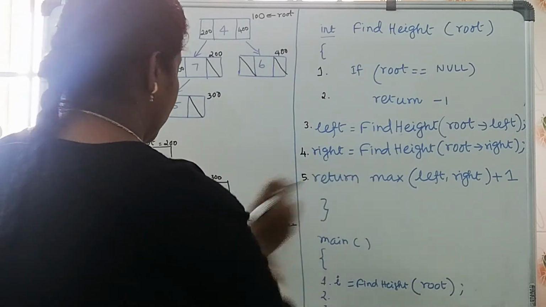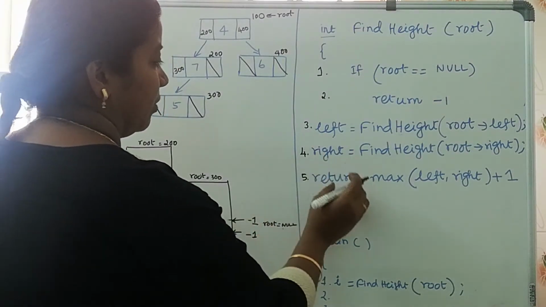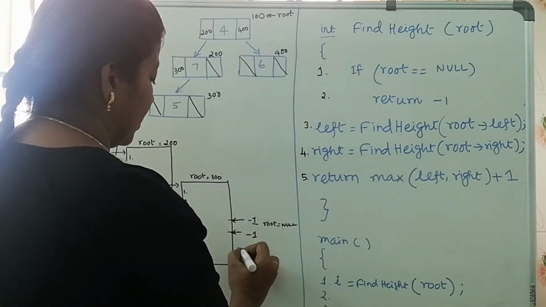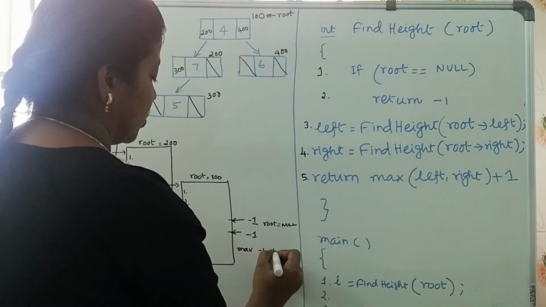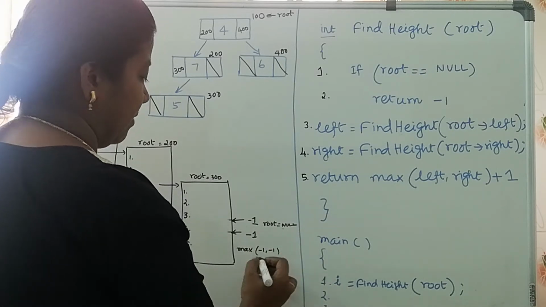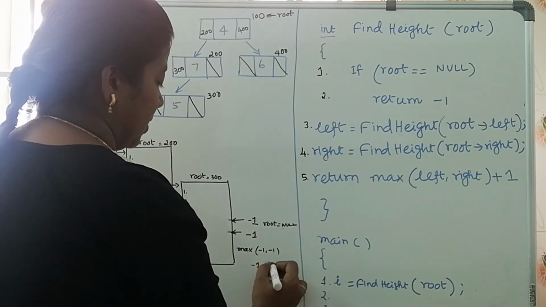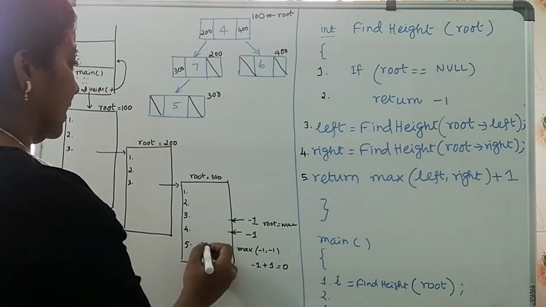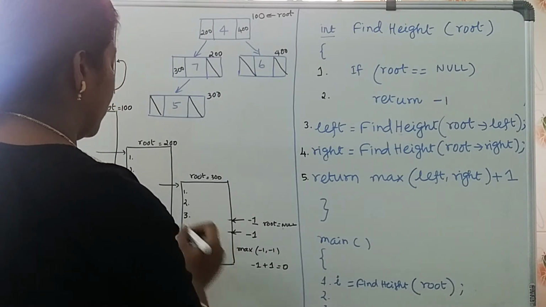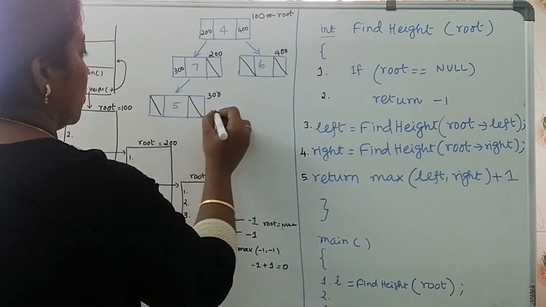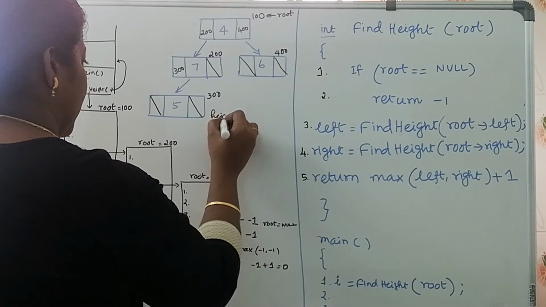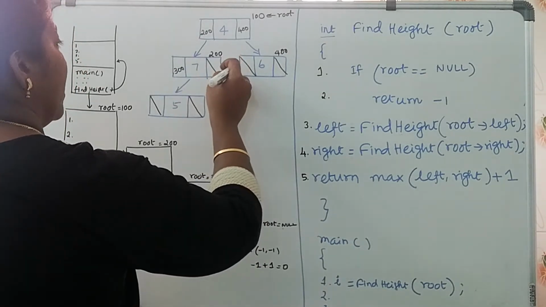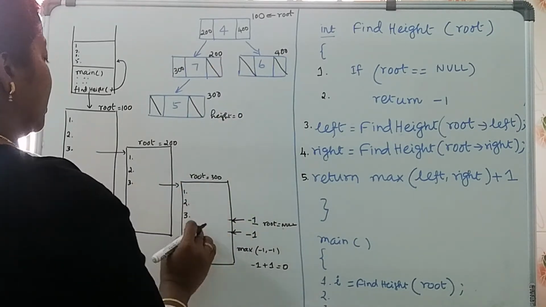Then it executes line number 5. What is line number 5? Max of left comma right, plus 1. Let us find max of -1 comma -1. Both have the same value, -1, so -1 plus 1 is equal to 0. So it will return 0. Note down, the height of this node is, let me write, height equal to 0. That 0 is returned to where this function was called from.